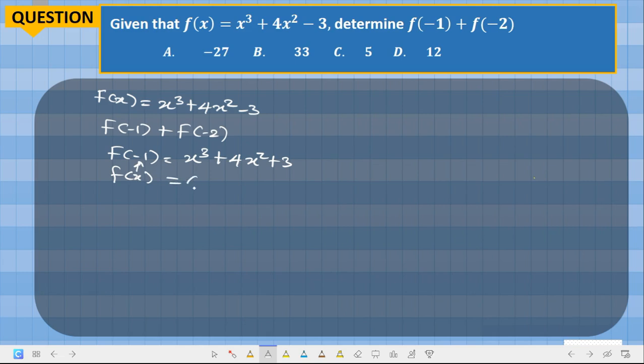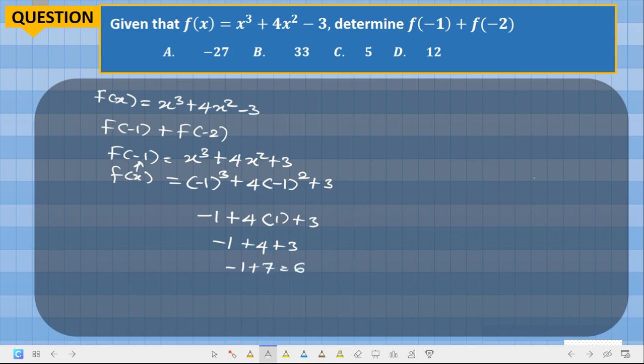This will be equals to minus 1 raised to the power of 3 plus 4 bracket minus 1 squared plus 3. Minus 1 raised to the power of 3 is what? Minus 1 plus 4 bracket minus 1 squared is 1 plus 3, and this becomes minus 1. 4 times 1 is plus 4 plus 3, and this gives us minus 1 plus 4 plus 3 is 7, and this is equals to 6.